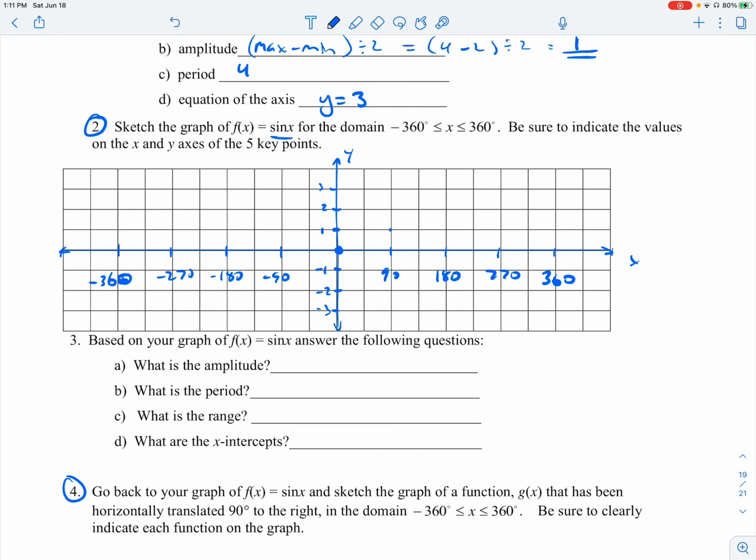Okay, my graph starts at 0, goes up to 1, back to the midline, then down to a minimum, and then back to the midline again. That's the general sine x graph. Then we go through like this, going backwards. Sometimes it's good to have this drawn first, and then you can do transformations to it afterwards.